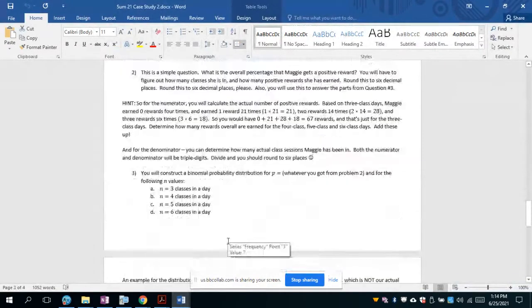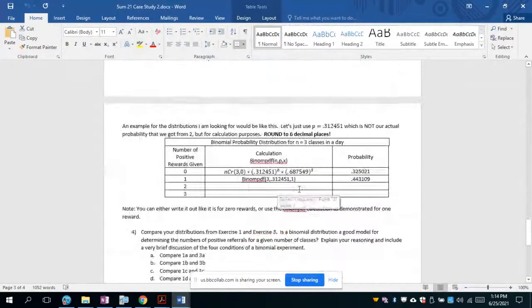Now, for 3, do the binomial distribution. Basically, binom PDF, you can do the whole nCr thing or binom PDF. This is an example. It's not the actual one. One way to tell that you've done this right is that all the probabilities in each table should add up to 1.